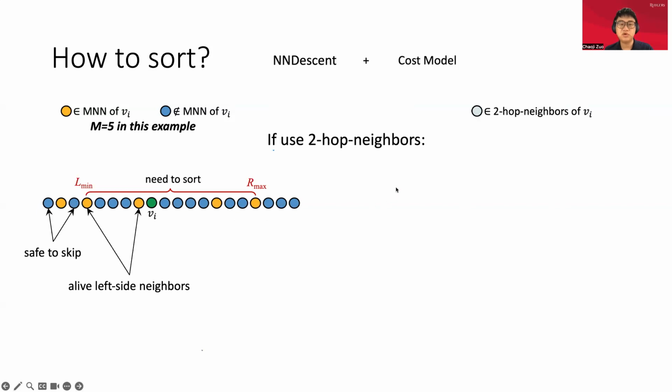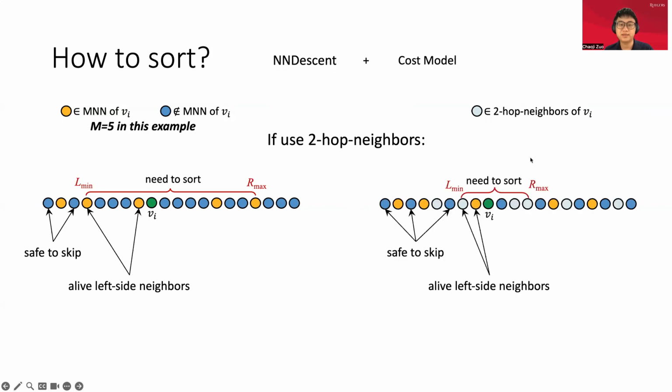So we can use the two-hop labels here. Suppose the white nodes here represent the two-hop neighbors of Vi. Then with the help of two-hop neighbors, we can skip more neighbors. And we propose a cost model to decide the number of hops and find the most efficient hops for each vector.